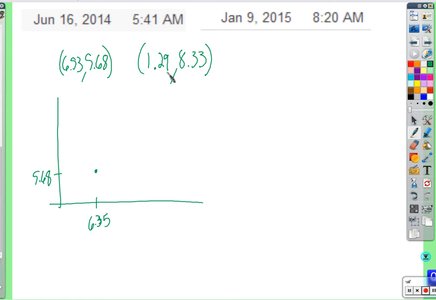Okay, so in January, which in this case is, just pretend this says 14. It's going to make our lives easier. 1.29 and 8.33. So we see the time that the sun comes up is late in the day and dropping down to earlier in the day. And then about another 6 months passes by. Come back up here.